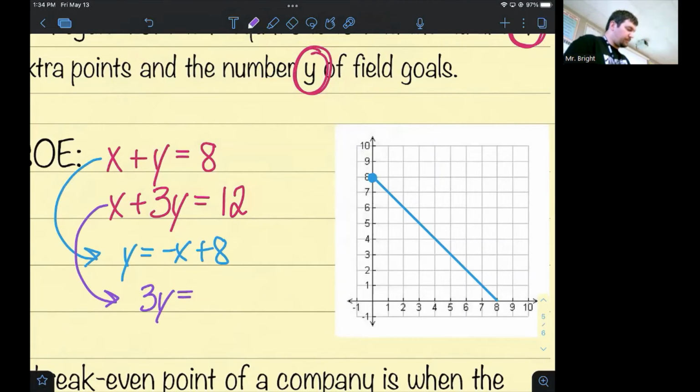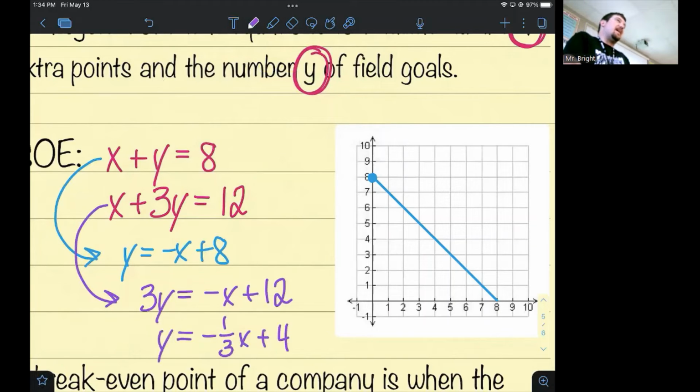Not x plus 12. Not x minus 12. 12. Can I put negative x plus 12? Okay. All right. And then what? Good. So y equals... good. Plus 4. Excellent.